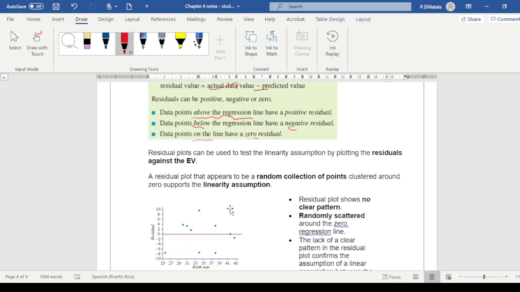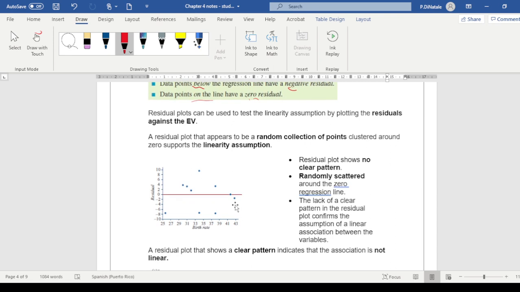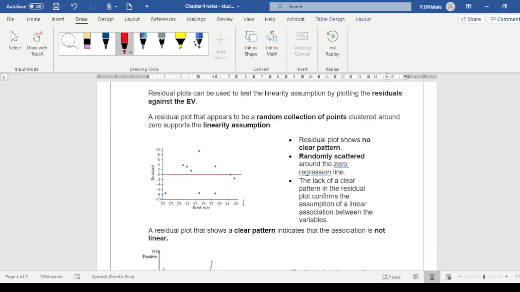Okay, and the residual plot tests the linear assumption by plotting the residuals against the x. And here we go, we have to see no clear pattern in a residual plot. Okay, if we see no clear pattern, then it confirms it. If it's scattered around, then it still confirms it. If we see a pattern, now we're talking about a pattern that's obvious, then we can't confirm that it is a linear assumption.